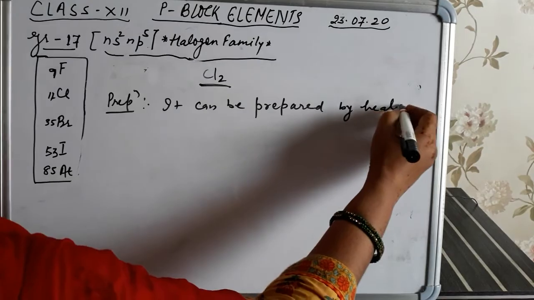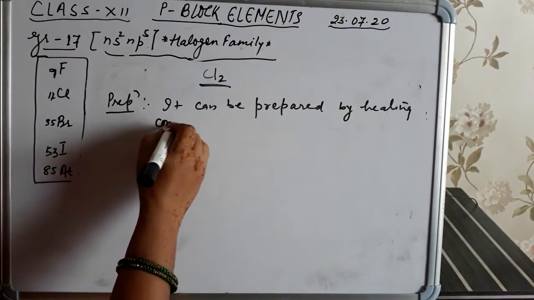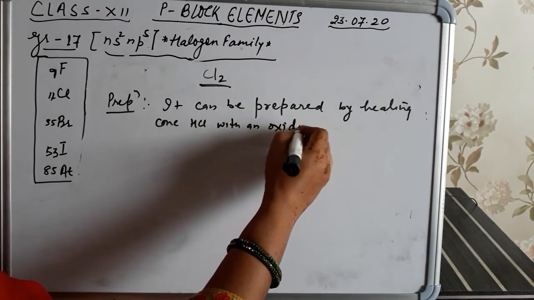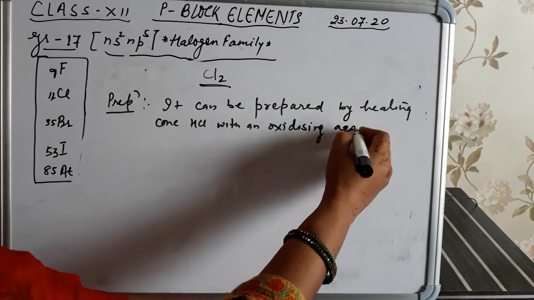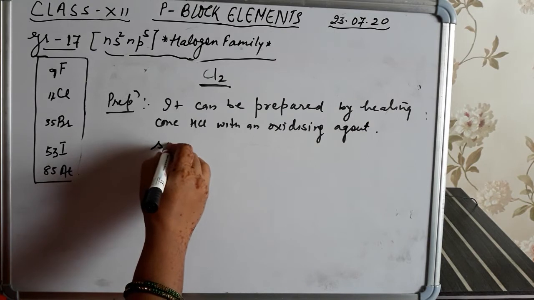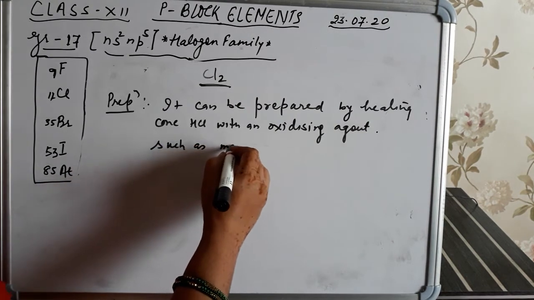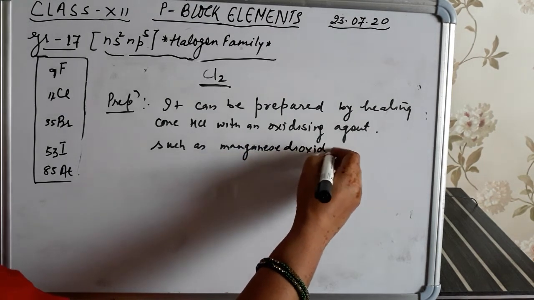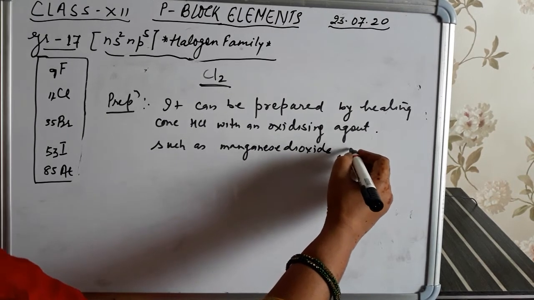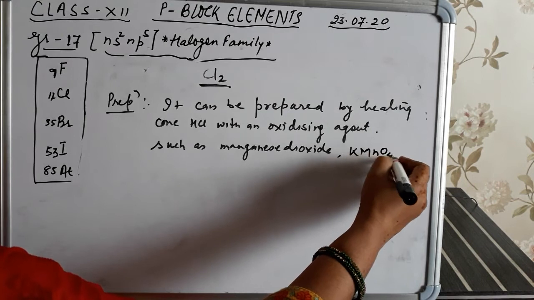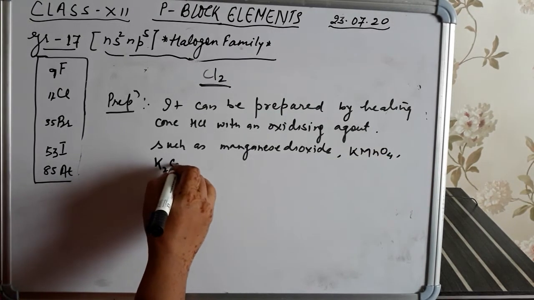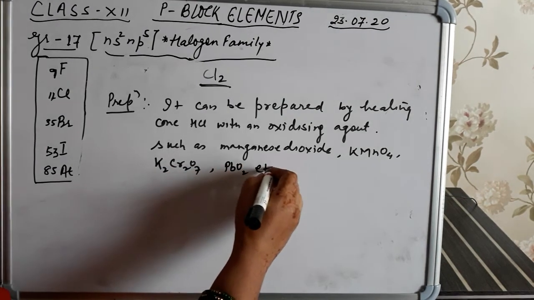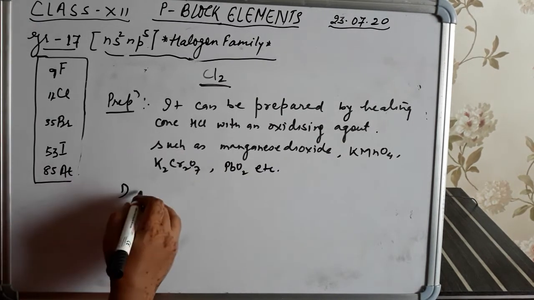by heating conc HCl with an oxidizing agent such as manganese dioxide, potassium permanganate, or potassium dichromate, or lead dioxide also, etc. So at first we will discuss the method with manganese dioxide.